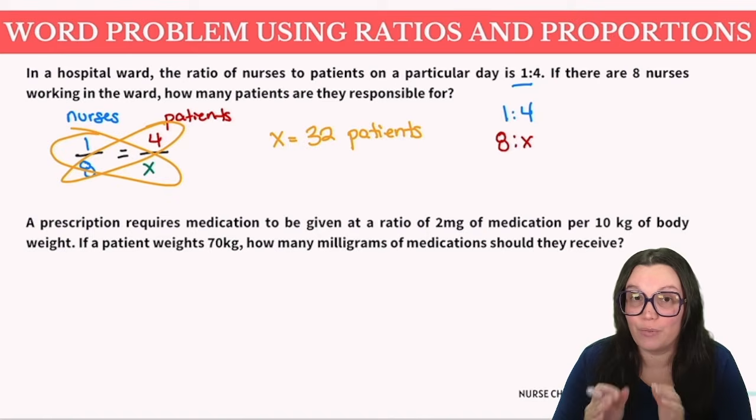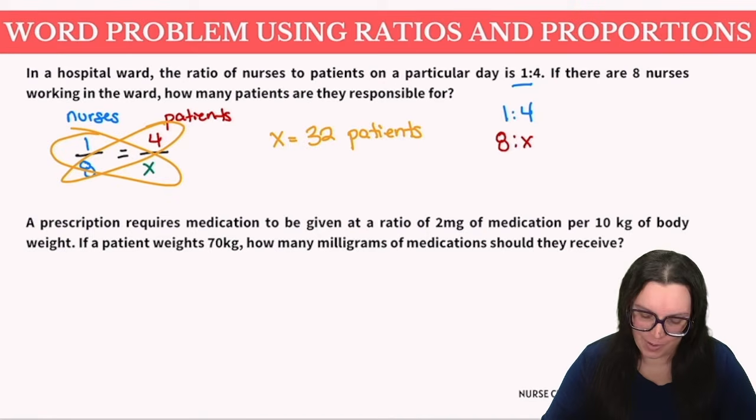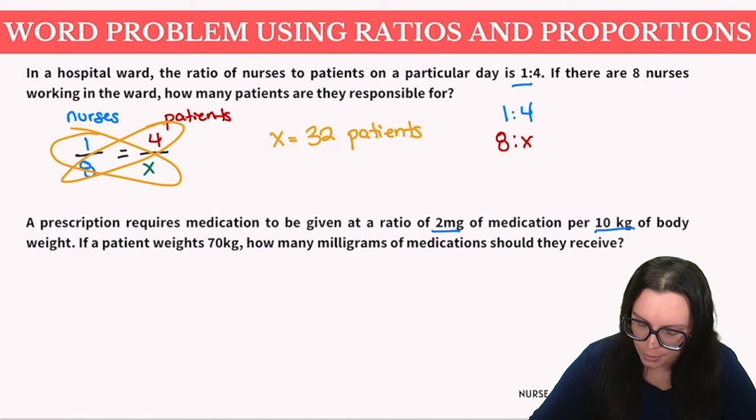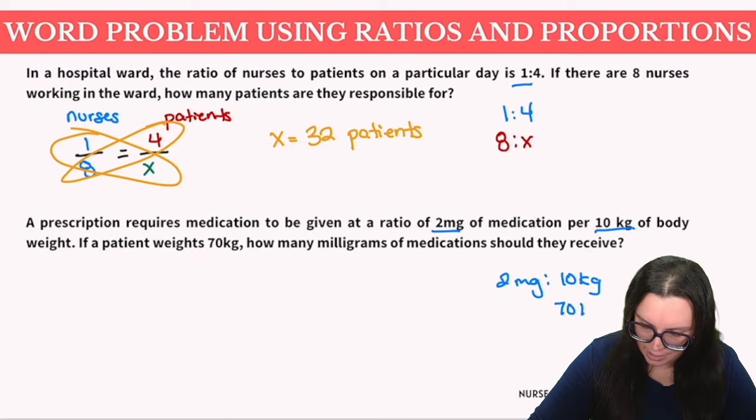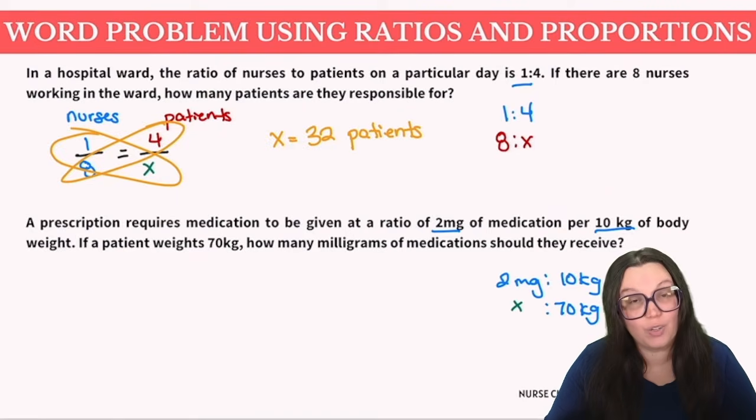So here's a really good one for those of you who are going to nursing school. So a prescription requires medication to be given at a ratio of 2 milligrams per 10 kilograms. That's our first ratio. If a patient weighs 70 kilograms, how many milligrams is that patient going to receive?